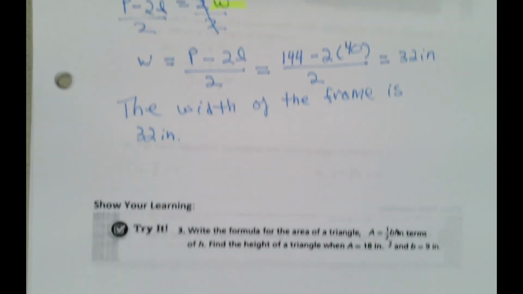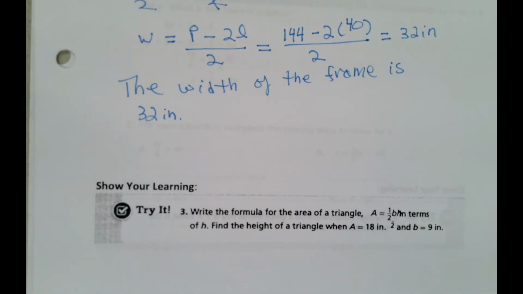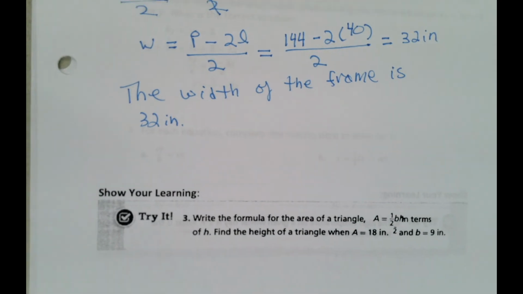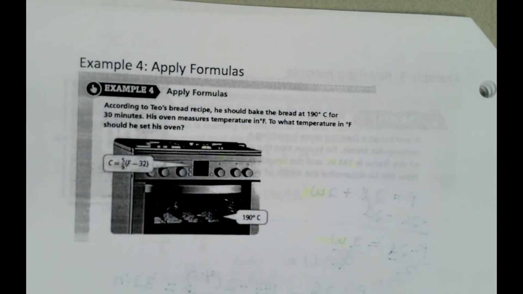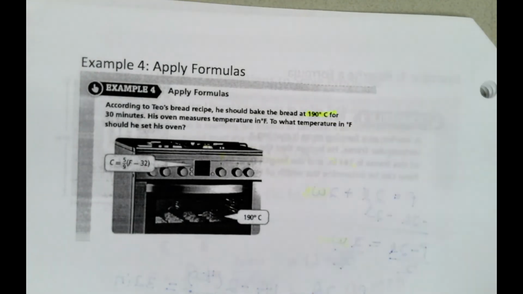Let's take a look at Tio and his bread recipe. According to Tio's recipe, he needs to bake bread at 190 degrees Celsius. Believe it or not, the other side of the world uses Celsius instead of Fahrenheit, unlike us here in the US. We use Fahrenheit. Our ovens in the US measure in Fahrenheit. How do we know what's going on? How can we figure it out? Well, they happen to have a handy-dandy formula just for transforming the two.